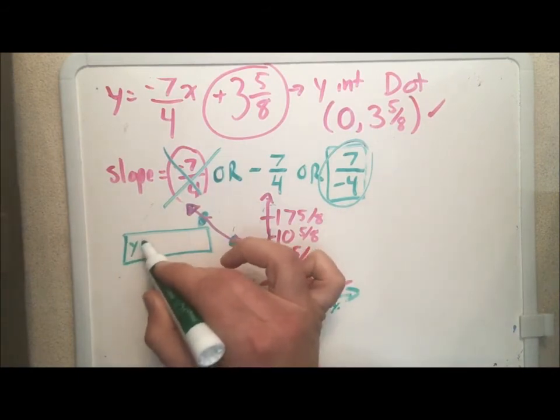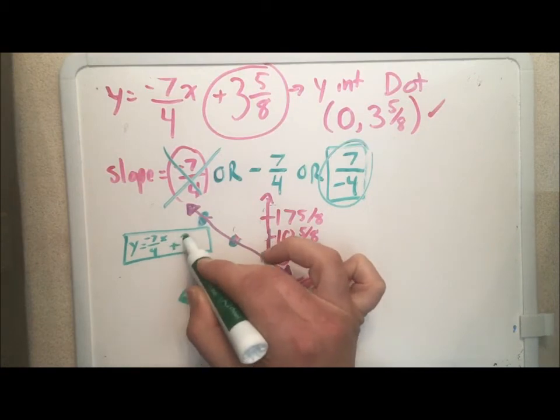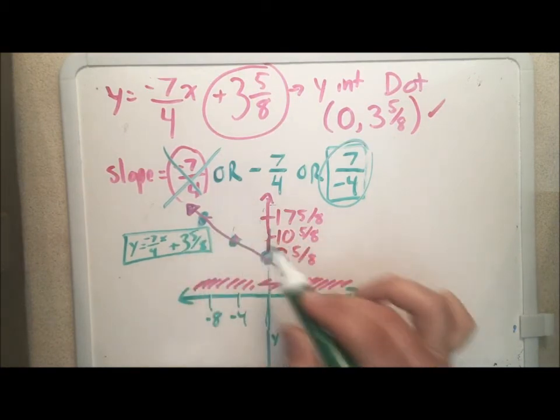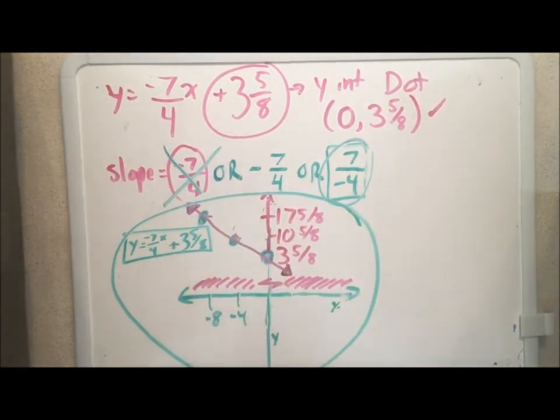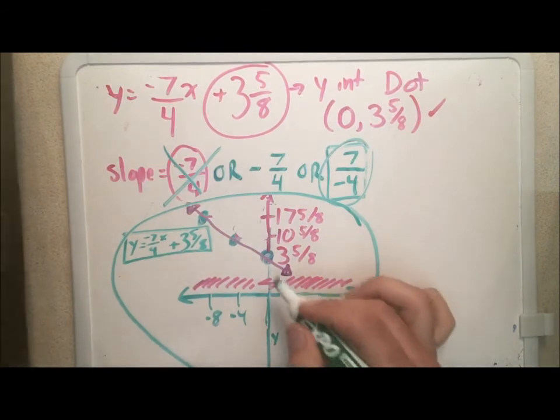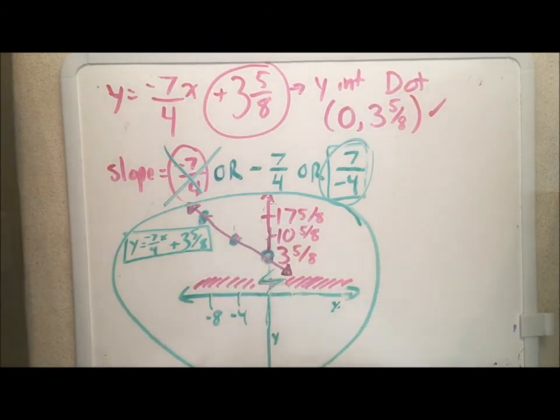So I'll put over here y equals -7/4x plus 3 5/8. All right? So there, everything is in view, and that's what we're trying to do. We're always trying to have a graph that's in view. Oh yeah, I did remember to put this little lightning bolt here because I estimated that little space right there. So that's how you do it.